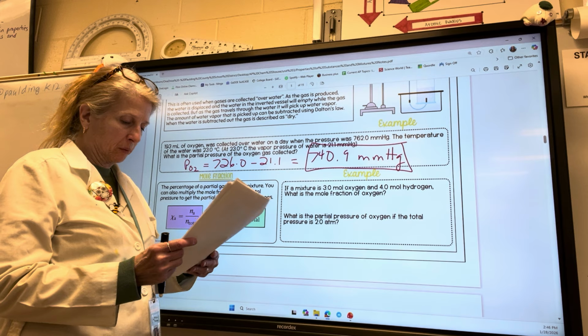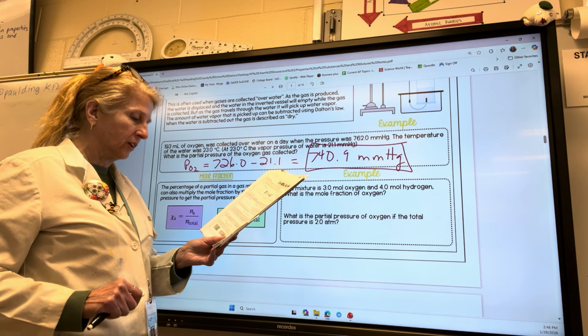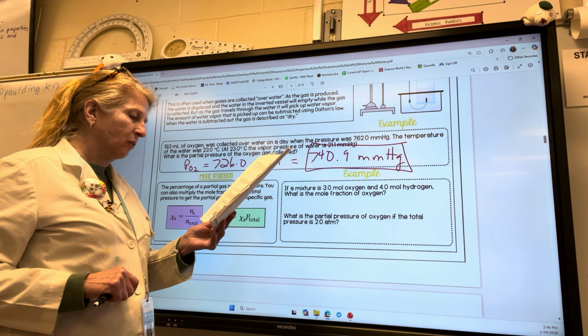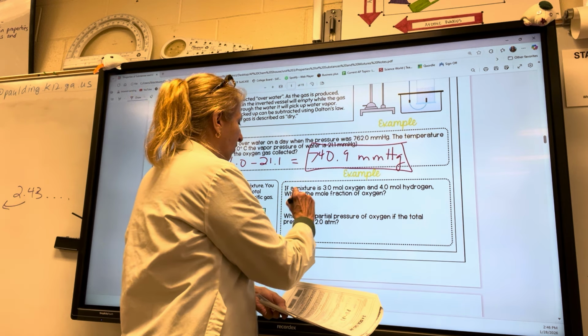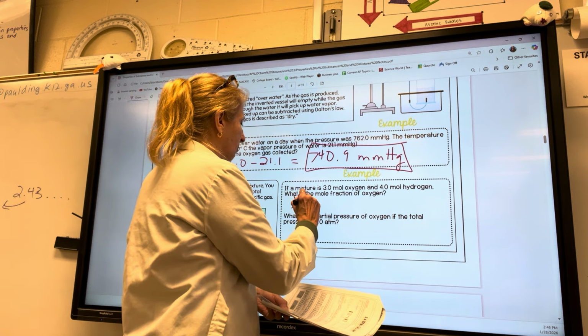So here is an example problem. If a mixture is 3 moles of oxygen and 4 moles of hydrogen, what is the mole fraction of oxygen? So the mole fraction of oxygen is the oxygen, 3, divided by the whole thing, 3 plus 4, or 7, and that's 0.43. Put a box around it. And that does not have units because it is like a percent. Okay, because you know you can write percents as decimals.